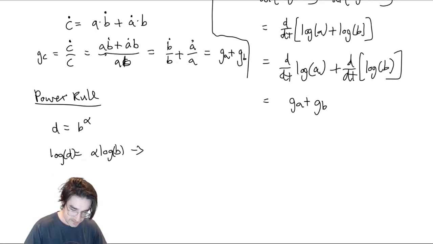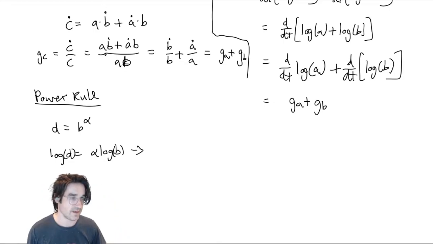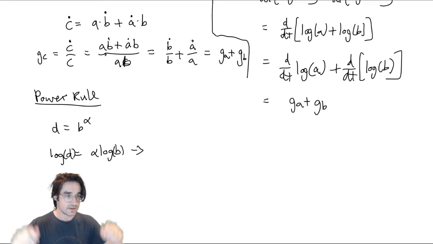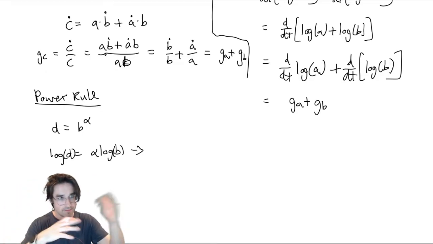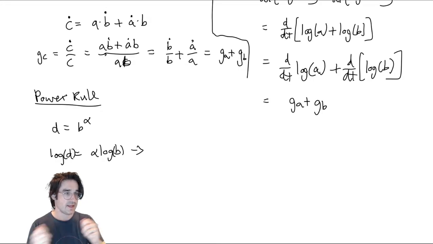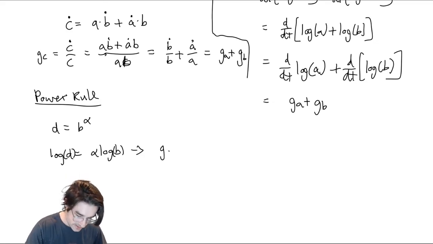And hence, if you take the derivative of this, I'm going to do this the way you would normally do it for a quick derivation. Start with the definition of d, take logs, apply your logarithmic rules, and then just take the derivative of both sides of that equation. Hence on the left, you get the derivative of the log of d, which is gd. I'm not going to write it out. And on the right, you get alpha gb.